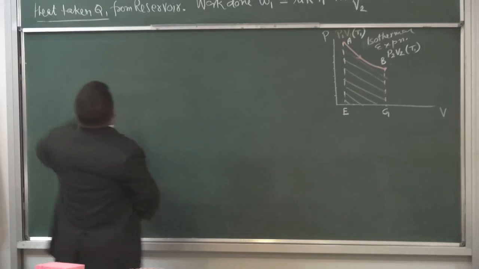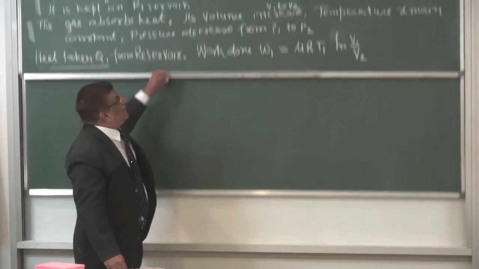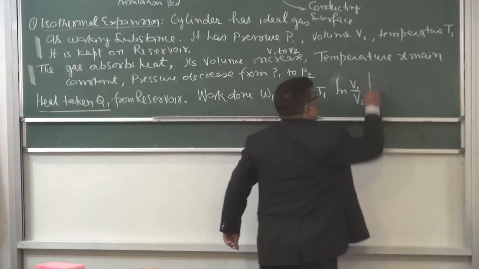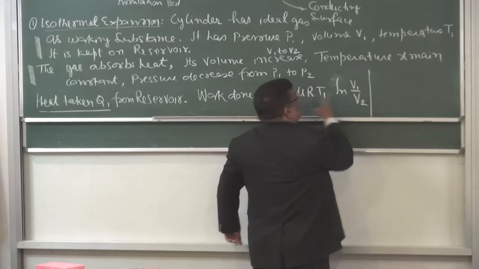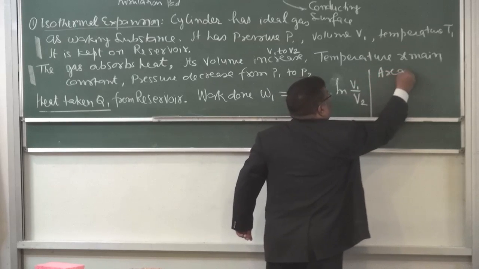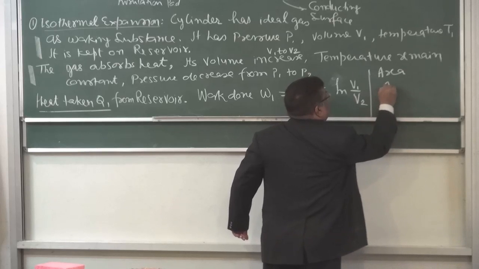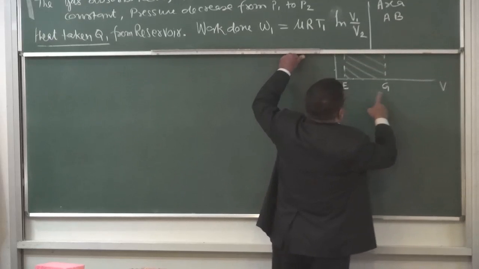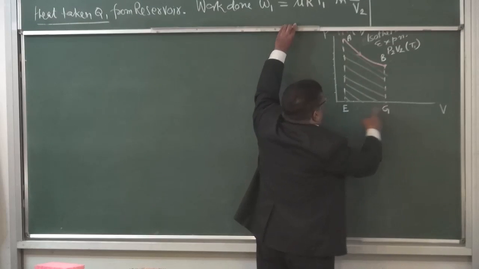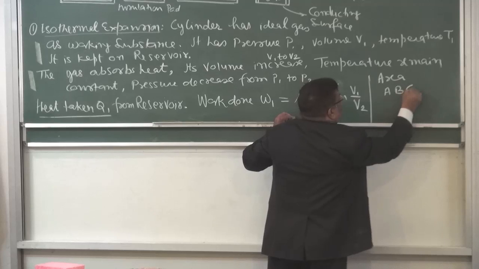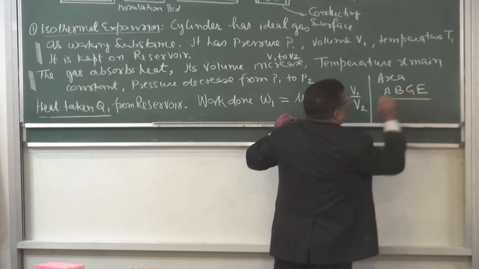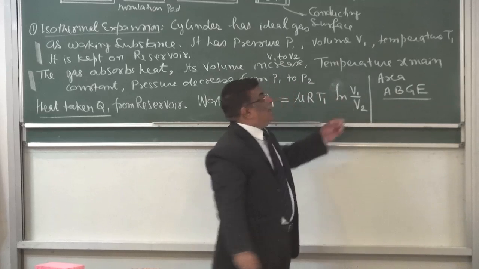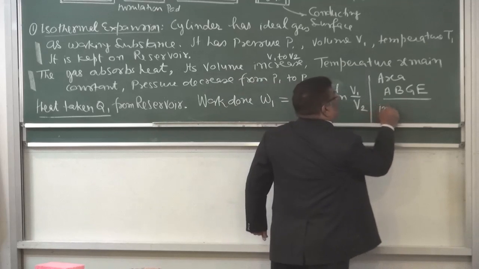This is work done. So in this process, how much is work done? Work done is represented by area A, B, G, E in the indicator diagram.